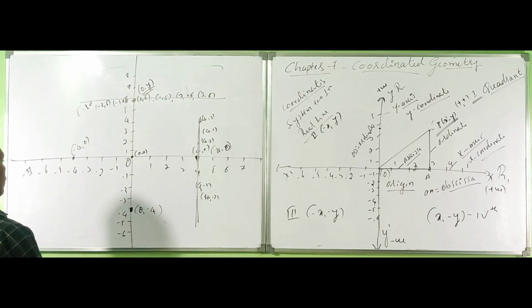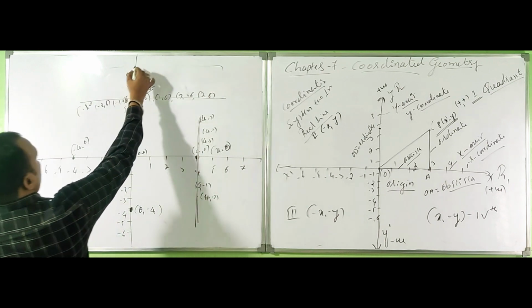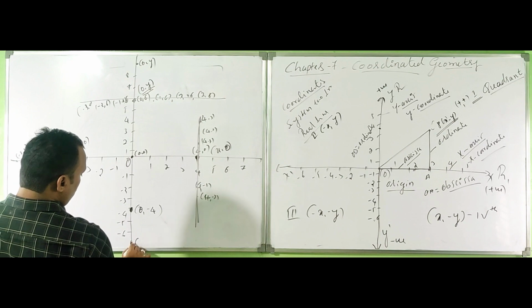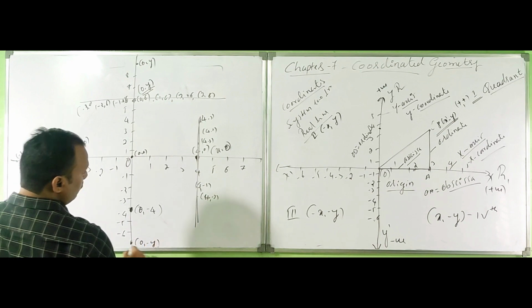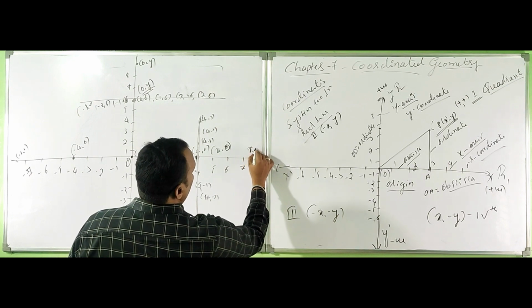This point generally we can call (-x, 0). Generally we can call it (0, y). Generally we can call it (0, -y). Generally we can call it (x, 0).